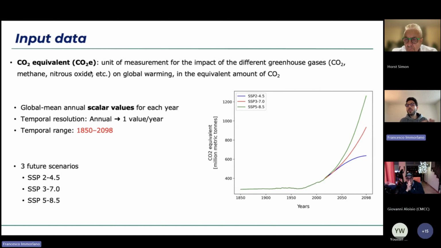Concerning the data, we have three sources of data. First of all, the input data of our model is the CO2 equivalent, which measures the impact of different greenhouse gases on global warming in the equivalent amount of CO2. They were simulated by a model, and we have one global mean value per year from 1850 to 2098, and for the three scenarios that I mentioned before.